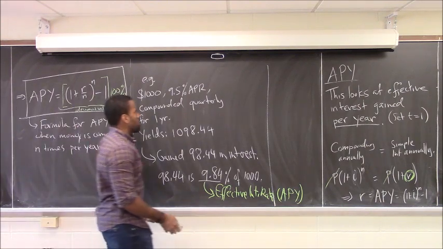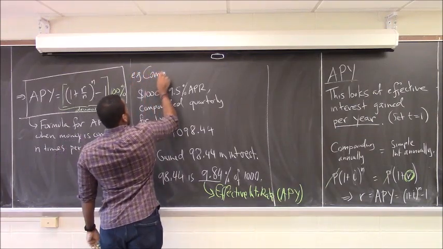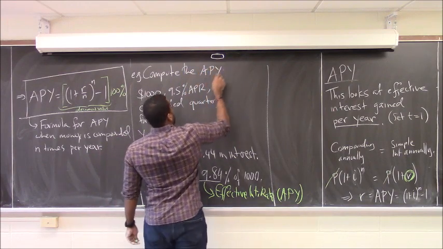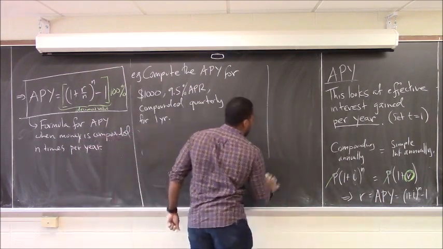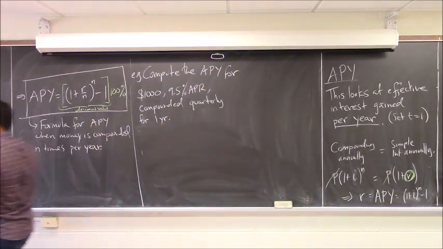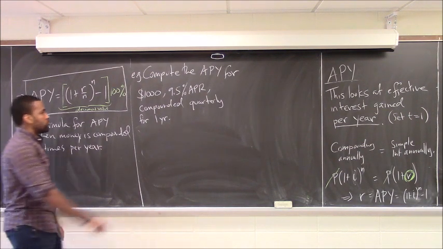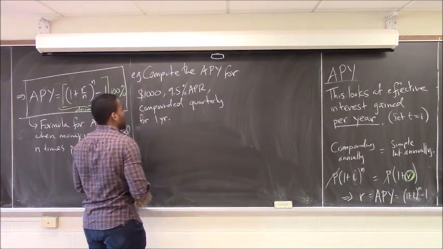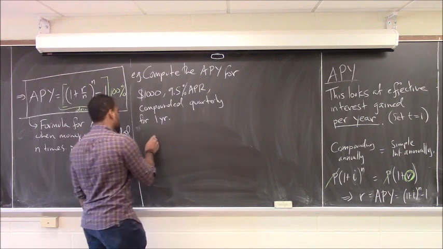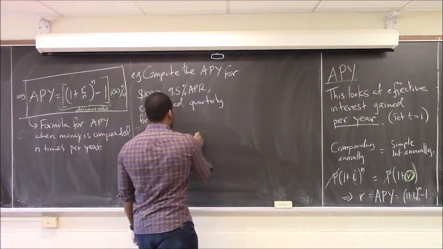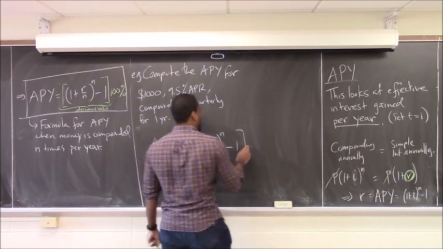Let's calculate the APY for this situation. So here, let's say you're in this situation and you want to know what is the effective interest rate at the end of the year. What you would do is you'd find the APY. This is going to be 1 plus R over N to the N minus 1 times 100%.